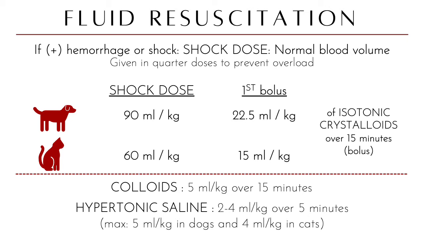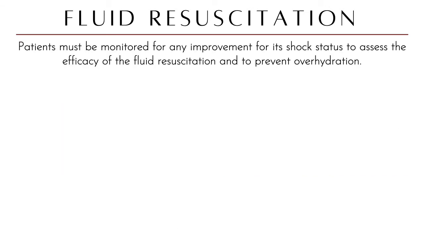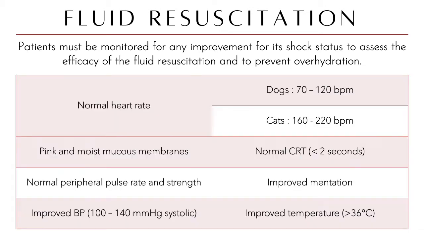All right. Now, after you gave the first bolus, how do you know it's actually working? How do you know that you're able to restore blood volume? The clinical signs that you saw earlier that made you recognize that it is a shock status should be reversed, all right? Now you would have a normal heart rate. Dogs and cats would have these numbers. The mucous membranes would be back to their normal color and moisture, normal capillary refill time and all that. So everything basically will be improved.